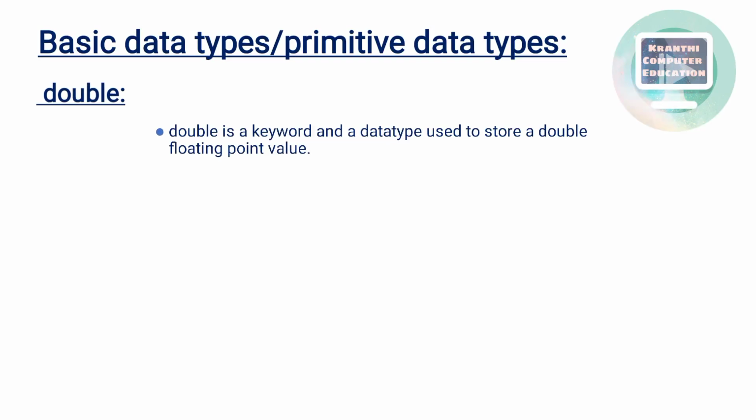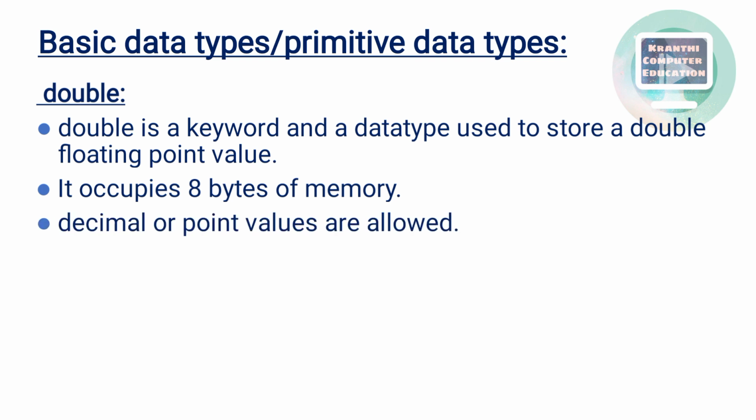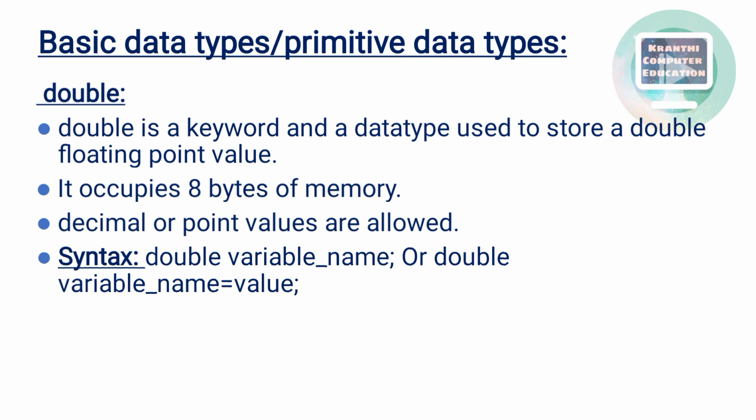So next we will see the next primitive data type, that is double. Double is a keyword and it is a data type used to store a double floating point value. The double data type occupies 8 bytes of memory to be stored. Decimal or point values are allowed in this data type. Next, syntax to use the double data type is double space variable name. The next syntax is double space variable name equals to value.